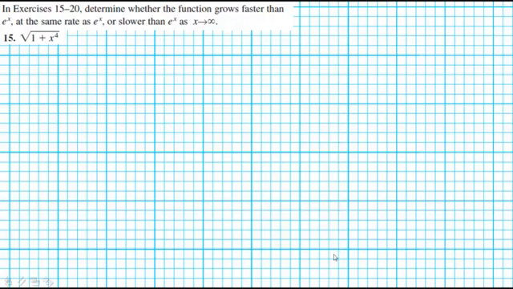Here's problem number 15 from section 8.3. We want to know whether this function goes faster or slower or at the same rate as e to the x. So let's take the limit as x approaches infinity of the square root of 1 plus x to the fourth over e to the x.